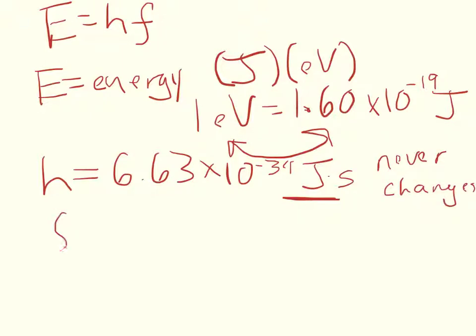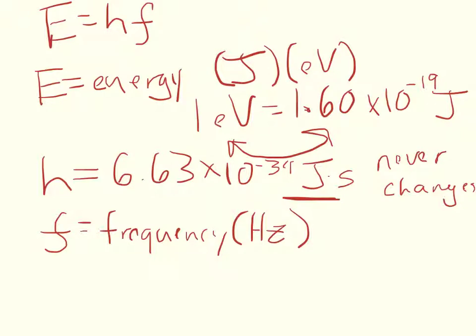And last but not least, you have the frequency of the photon, of the wave, of the particle, whatever it is, and that's going to be your frequency F. This is going to be measured in hertz. If it doesn't give it to you in hertz, if it gives it in kilohertz or megahertz or whatever, you need to convert it into hertz. We're going to go over some conversions here in a little bit too. So there's all those guys.